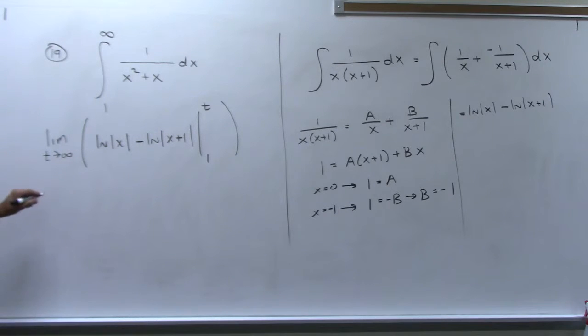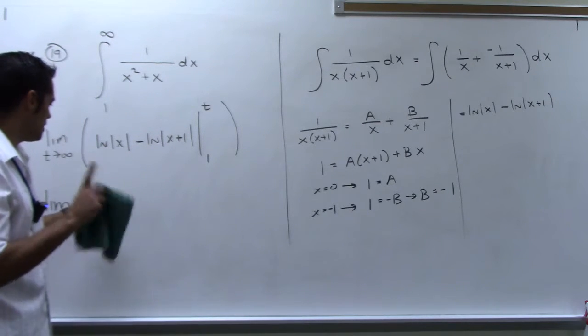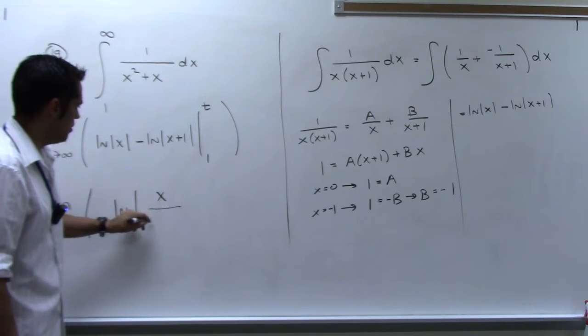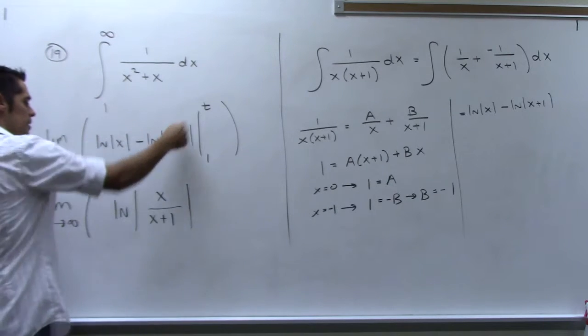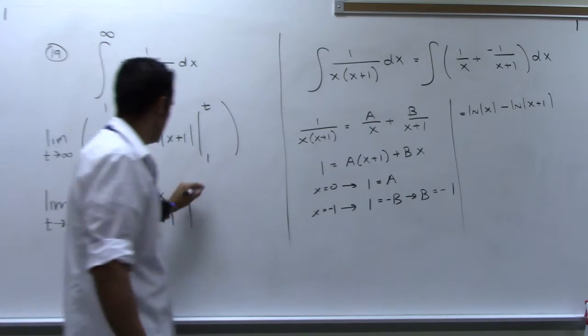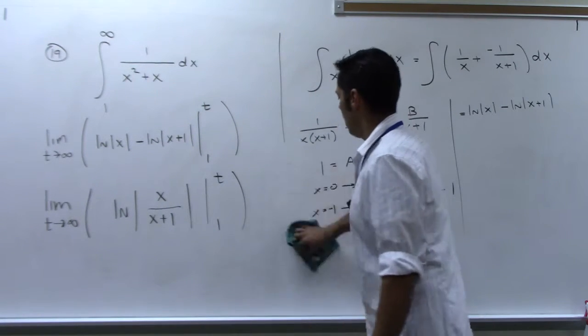So before I proceed, I'm just going to use a property of logs here. And if we have subtraction between two logs, we can turn it into a single log and turn it into division. So x over x plus 1 instead. And what's good about that is when I do plug in the t and I get infinity over infinity, I can use L'Hopital's rule. But I'll deal with that in a second. So that's where we're at.